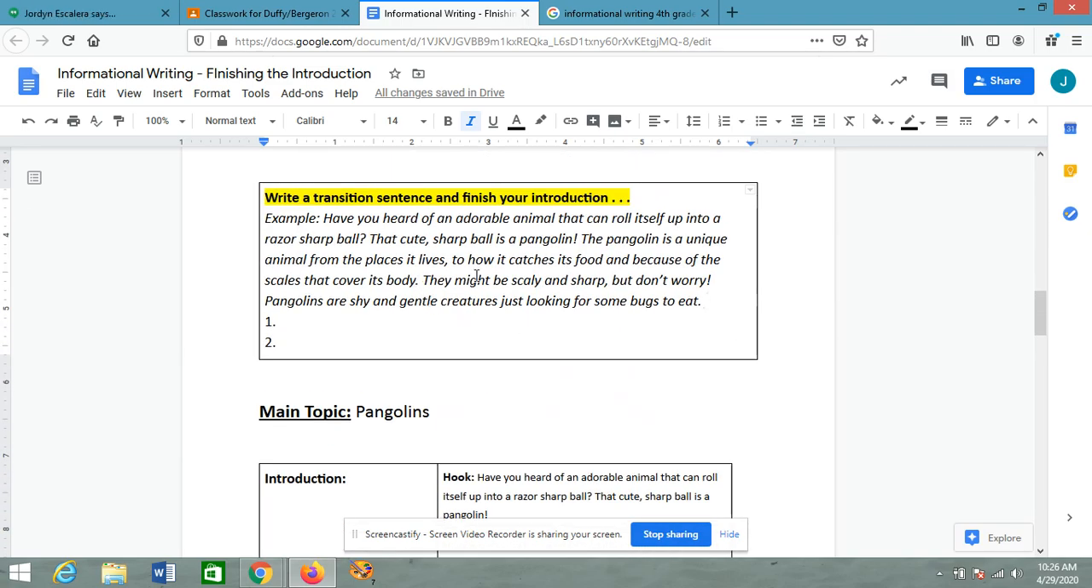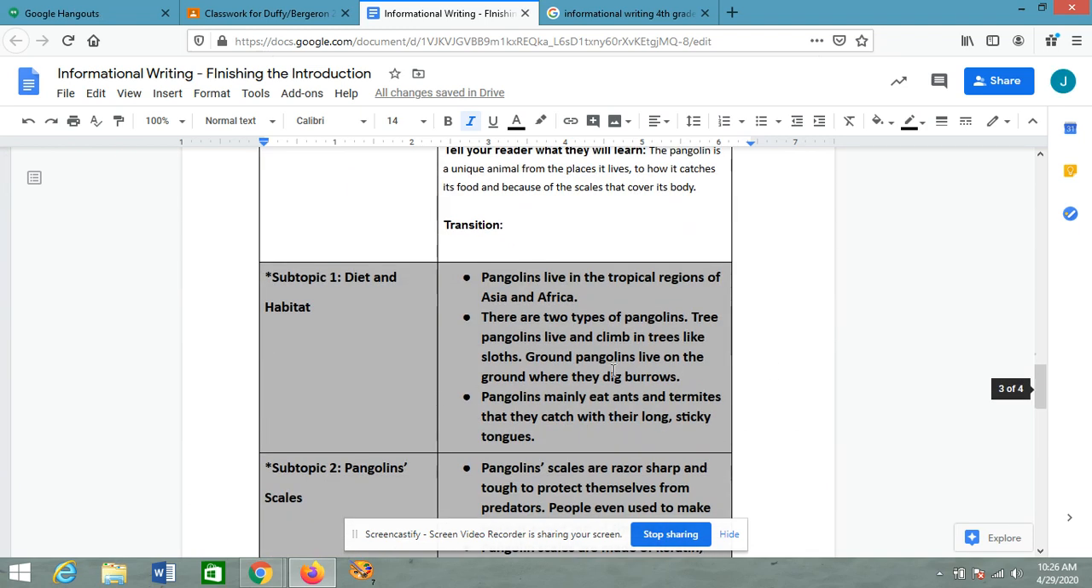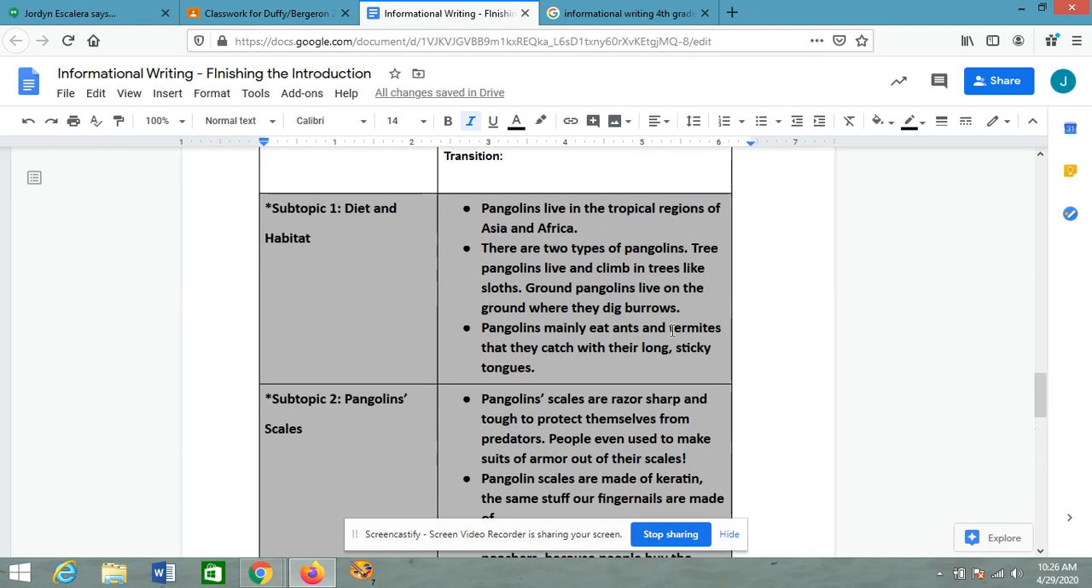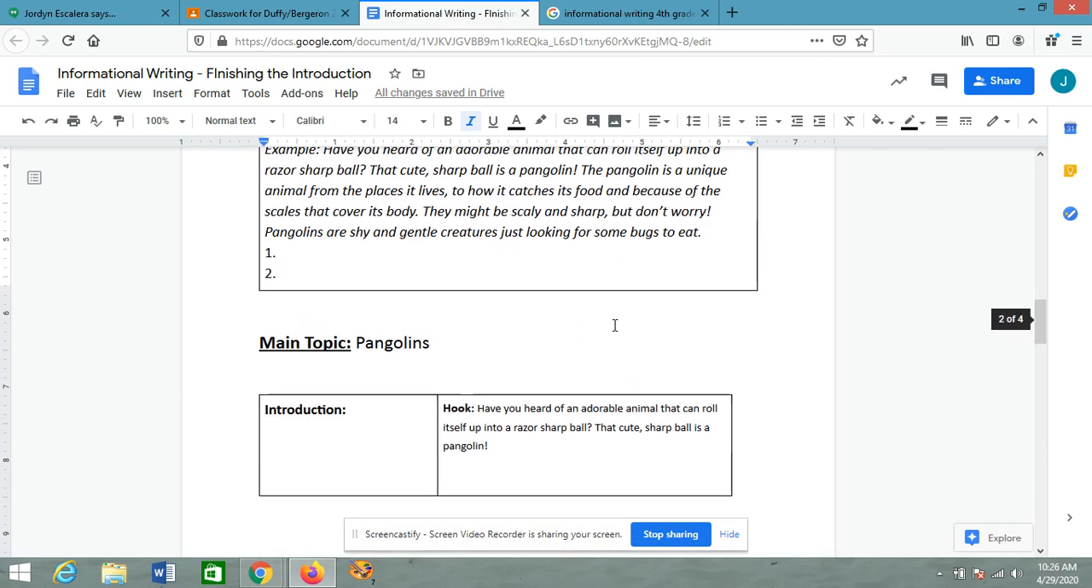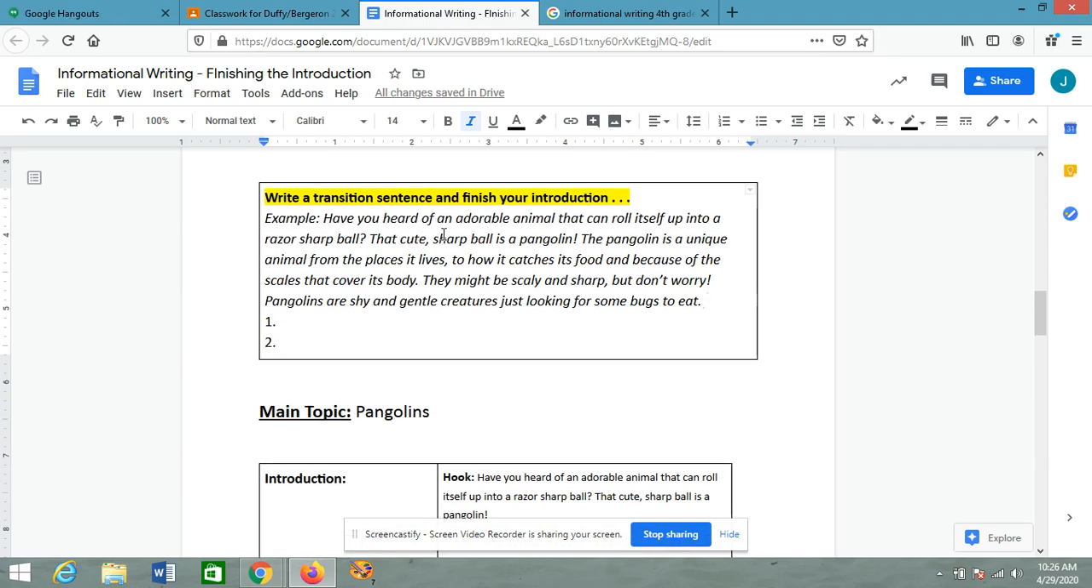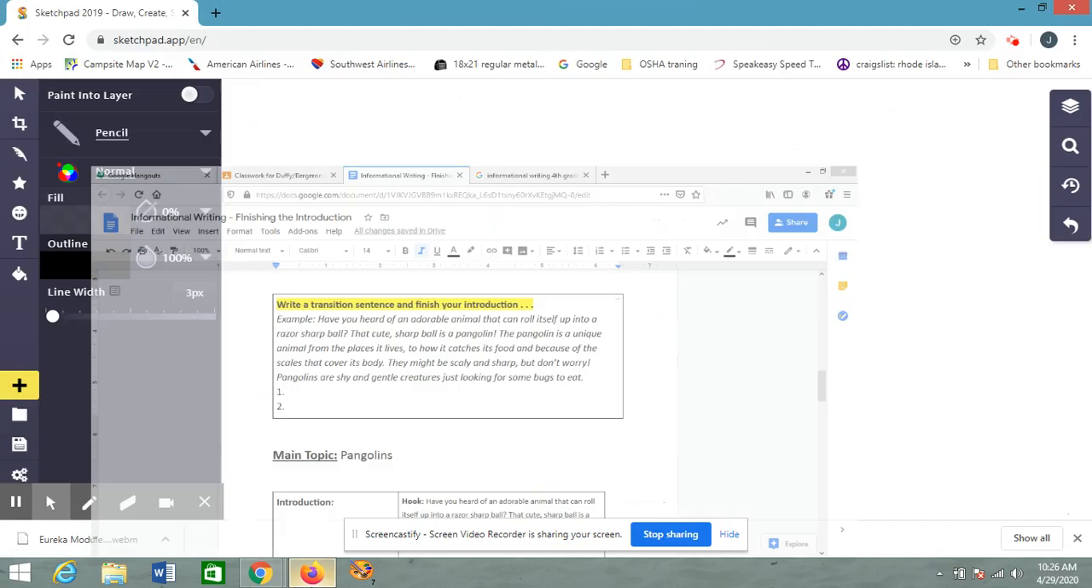So I like that one a lot. So see, I had to dig through. I had to take some other information. Maybe I didn't say what kind of bugs they eat, but I mentioned that they eat bugs. And I brought back the fact that I was talking how sharp they were and that they have scales. It's just a way to wrap up the introduction. So let me see how much time we got.